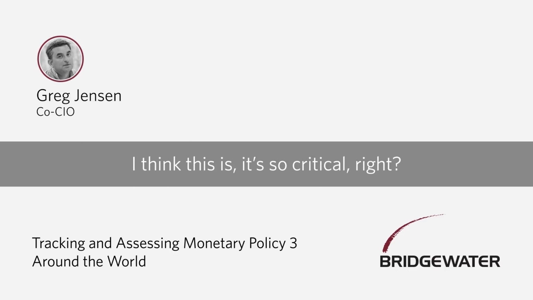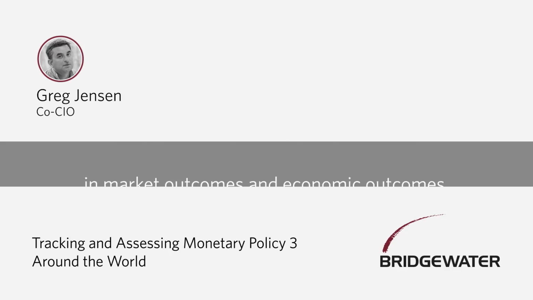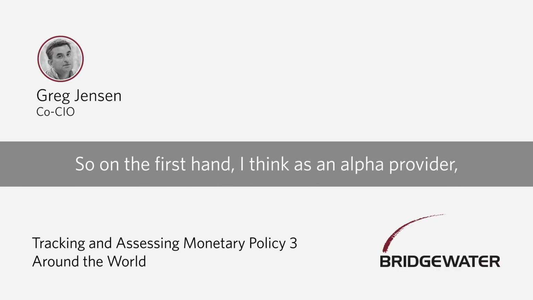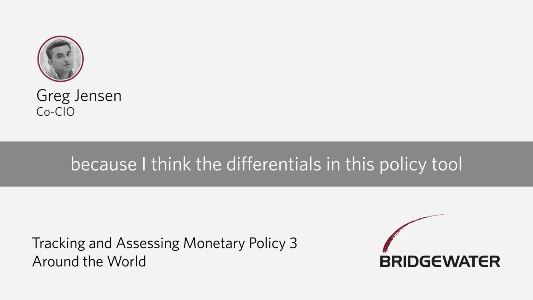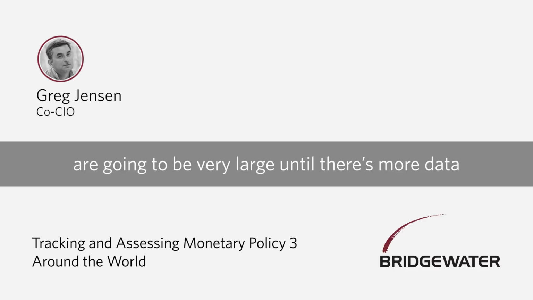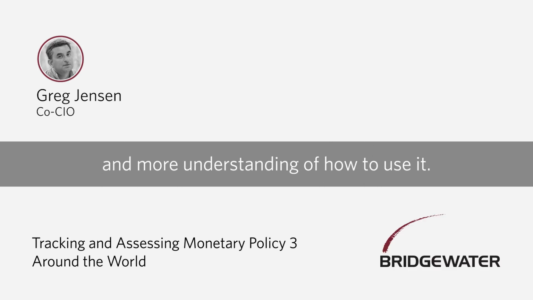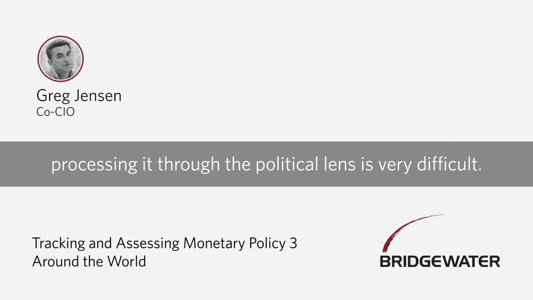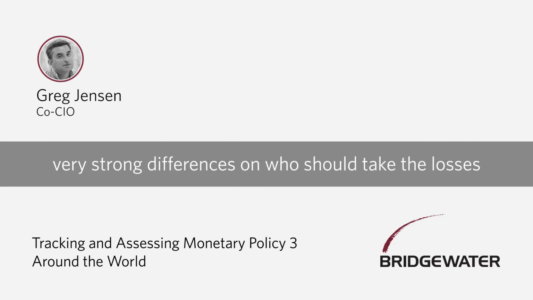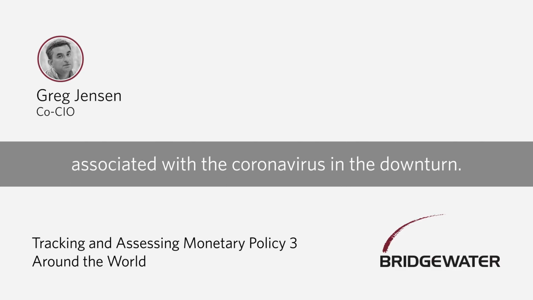Yeah, well, great question. I think it's so critical, right? These differences are huge, and they're going to drive differences in market outcomes and economic outcomes. So on the first hand, as an alpha provider, this creates a lot of opportunities, because the differentials in this policy tool are going to be very large until there's more data and more understanding of how to use it. And like you're also saying, even if there is good data, processing it through the political lens is very difficult. You're seeing that across countries, very strong differences on who should take the losses associated with the coronavirus and the downturn.